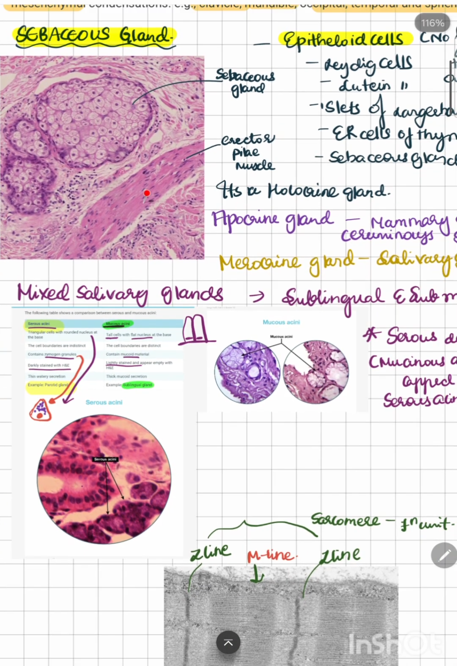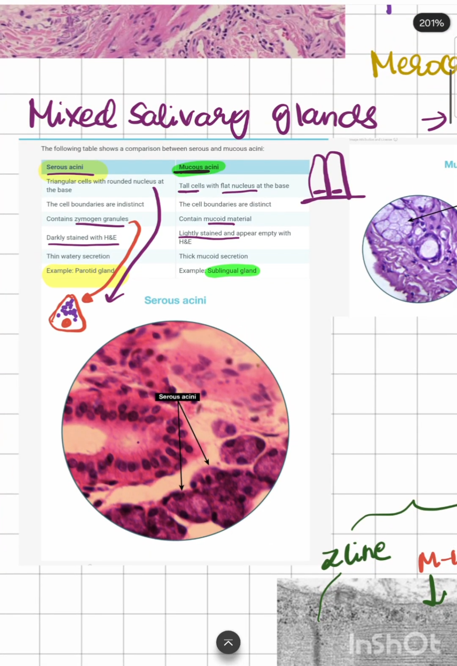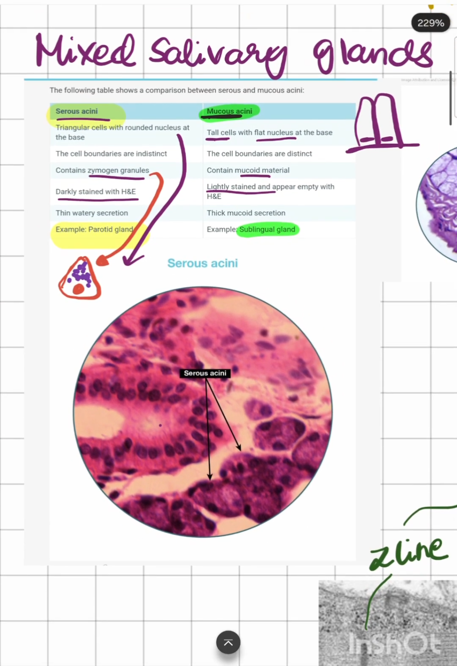Then comes the difference between serous acini and mucinous acini. So serous acini is, these are like, I have drawn it here. These are triangular cells which are having zymogen granules, darkly stained, and this is important. The example for serous acini is a parotid gland, right? Then comes mucinous acini. These are tall cells with flat nucleus at the base, which the name itself suggests that it contains mucoid material. An example for mucous acini is a sublingual gland.